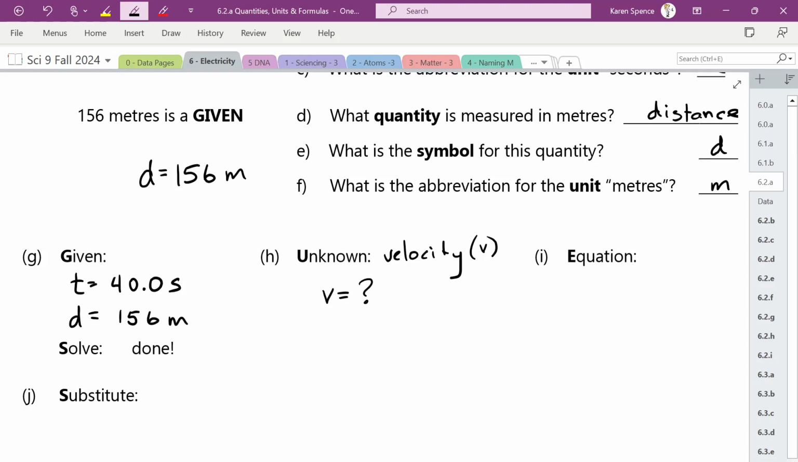What is our equation? Could you get the door, Alfred? Please. Thank you so much.